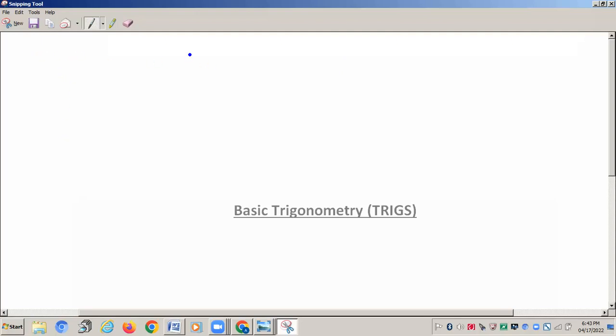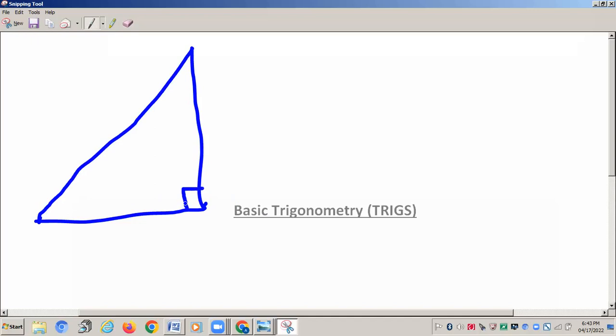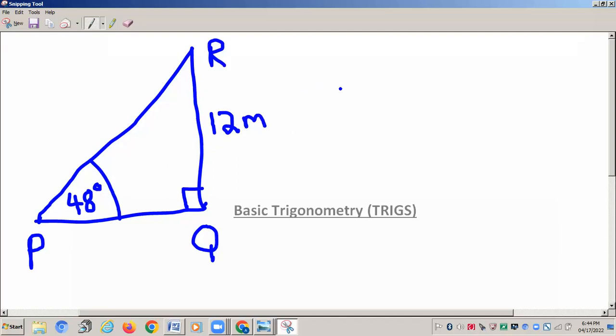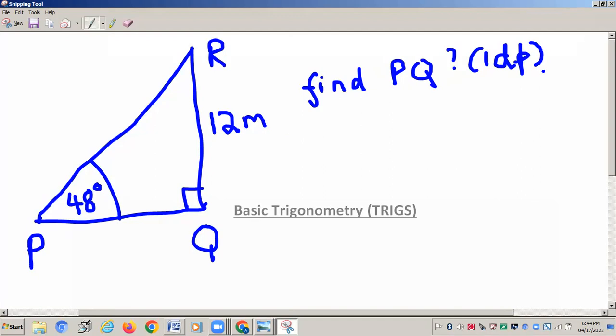All right, so let's look at another question. P, Q, R. So the question says find PQ to 1 decimal place. I'm going to give you 2 minutes to tell me which trig ratio we're going to use.